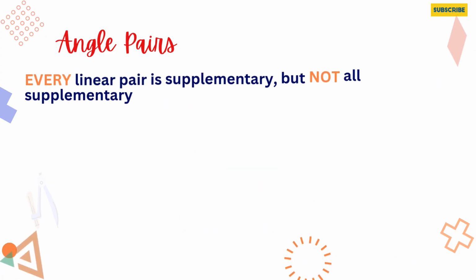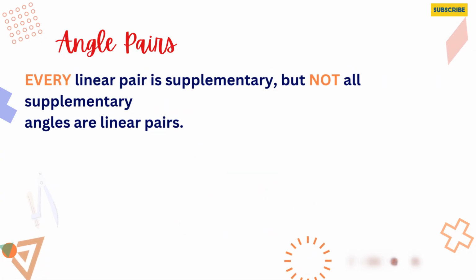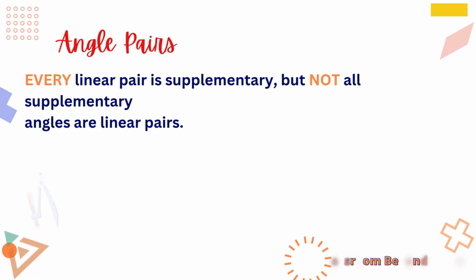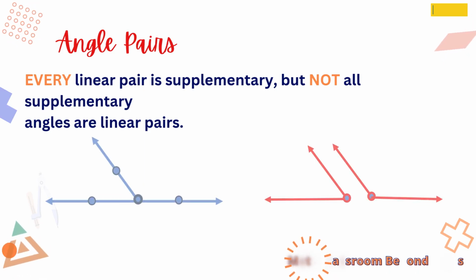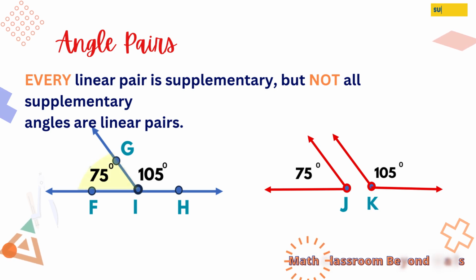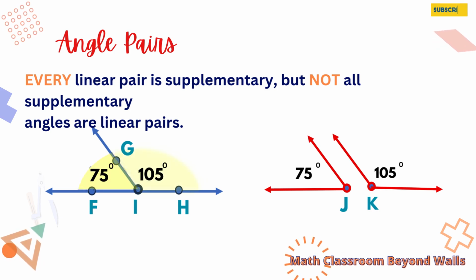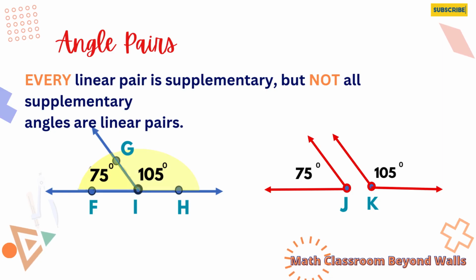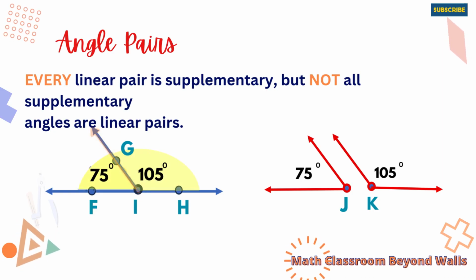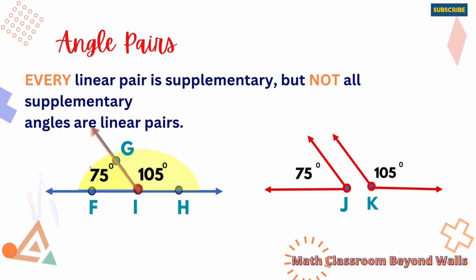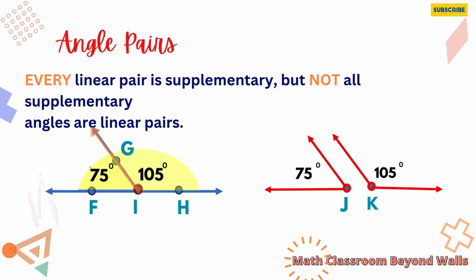Although every linear pair is supplementary, not all supplementary angles are linear pairs. Look at these, learners. Angle FIG and angle GIH form a linear pair, for they have a common side and vertex, and their non-common sides form a straight line.